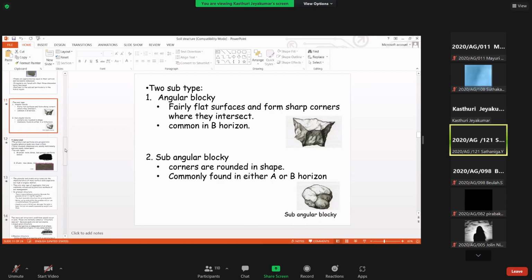We can observe this picture. Surfaces are flat and corners are sharp. Angular blocky structure soils, we can observe in the B horizon soil surface. Next one is the subangular blocky. Corners are rounded in shape, commonly found in either A or B horizon. You can see this picture. Corners are rounded shape. It can be found in either A or B horizon surface.